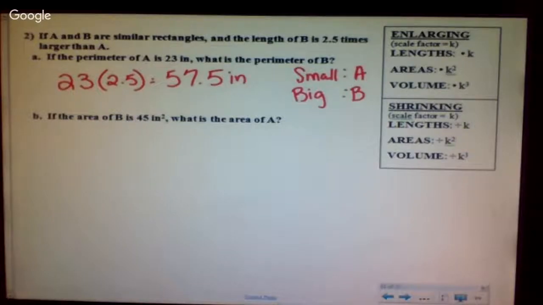So B, they tell me the area of B is 45 inches squared. They want us to find the area of A. Am I going small to big or big to small? Big to small. I'm going from B to A, so I'm going big to small. So I need to divide. Okay, so 45 divided by, my scale factor still hasn't changed, so it's 2.5. Do I need to do anything to 2.5? Square. It needs to be squared, it's area. 7.2.